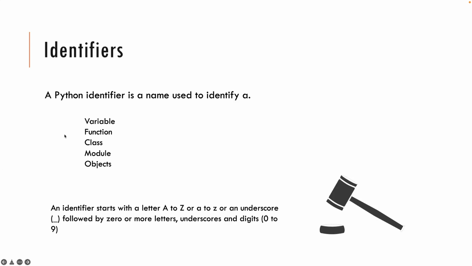So there are naming rules for identifiers. What is the naming rule?